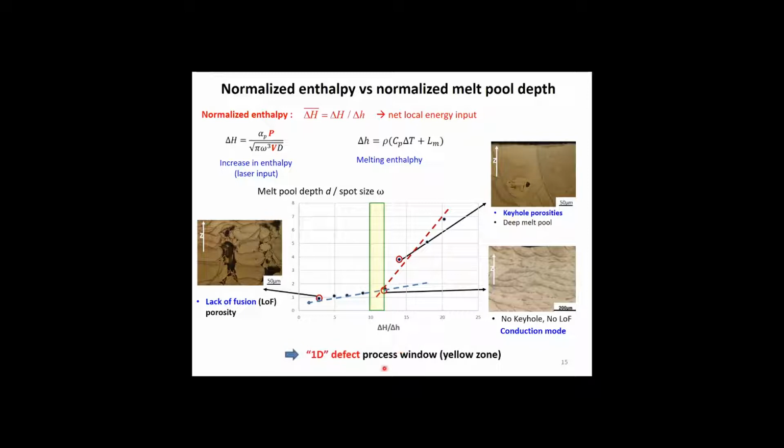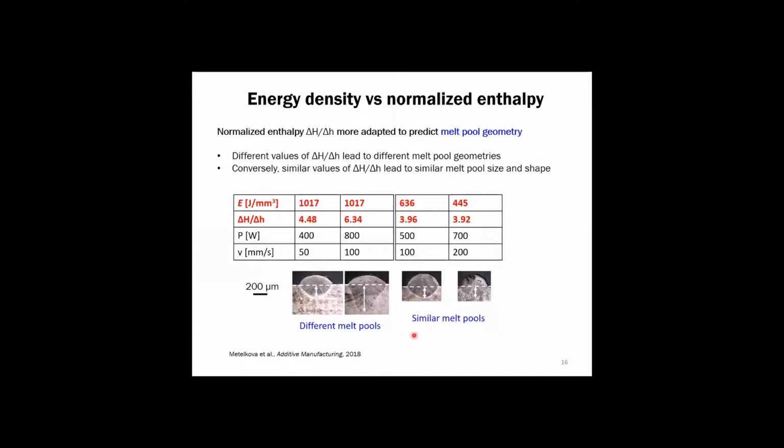So it's a 1D defect process window because we usually just use one quantity here, in the same way that some people use the energy density. Now, in the literature it was quite well shown that if you use the energy density in 2 different cases, you might have very different melt pools, whereas if you use instead similar normalized enthalpies, then if you change the power and velocity, you usually remain in the same processing mode.